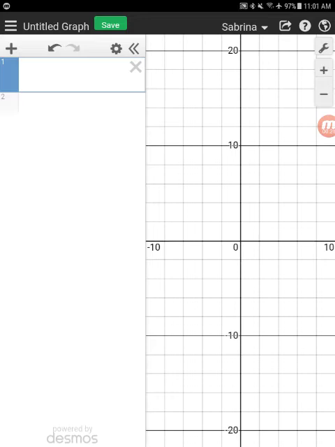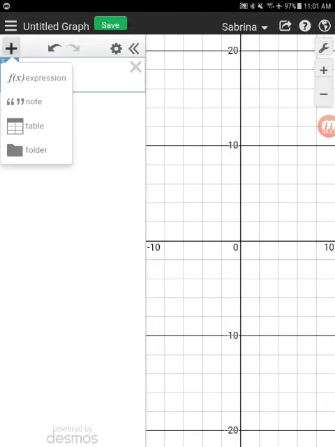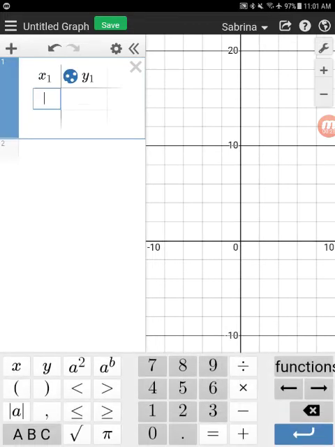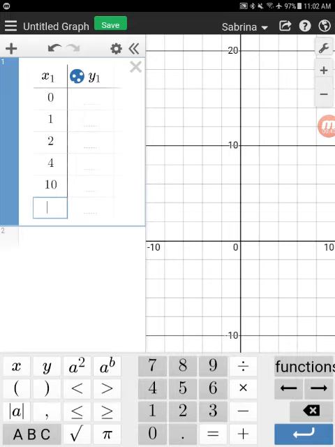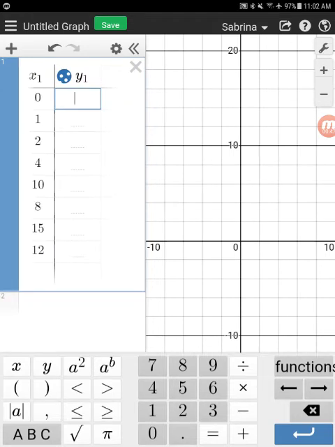Again, go to the plus sign at the top left and click on table, and we're going to input those same values that we see on the video. She has 0, 1, 2, 4, 10, 8, 15, 12. Then go to your Y1.